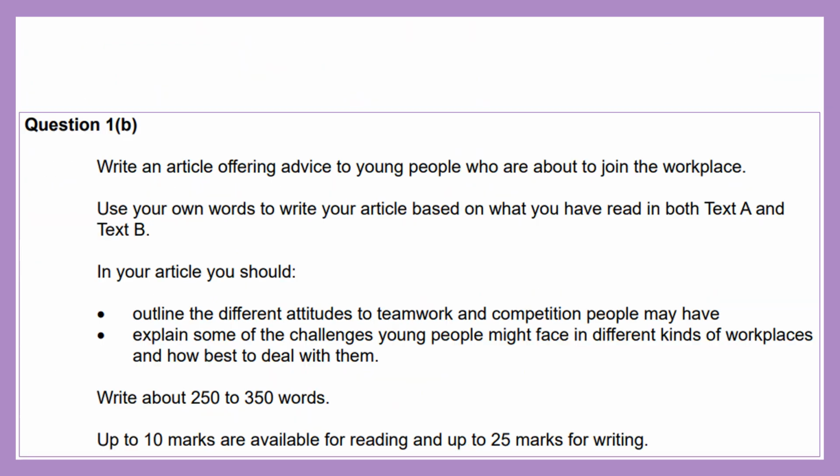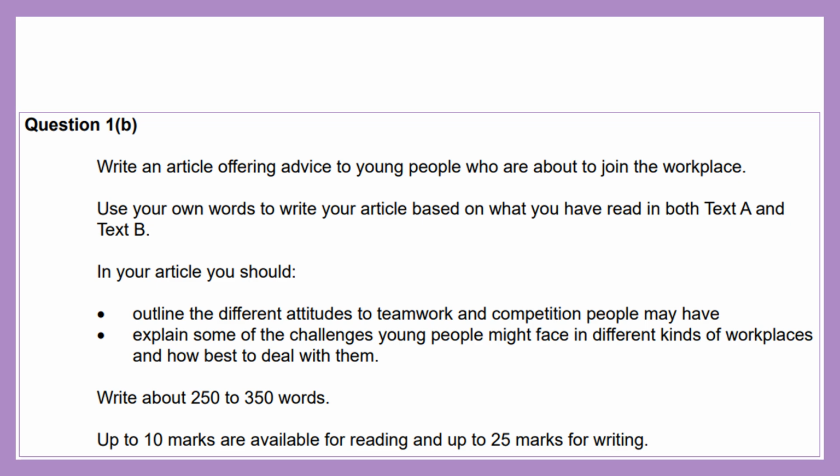From section A, directed writing, in question 1B, you are expected to use, develop, and evaluate the information in the texts to create a discursive article. Read the question carefully and understand what it is asking. Breaking down the writing prompt is beneficial for understanding the task.